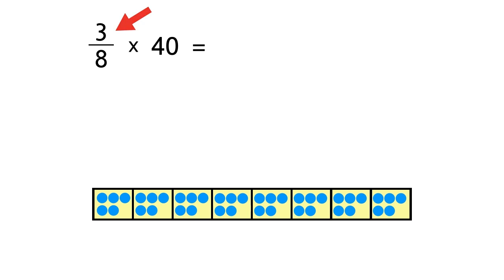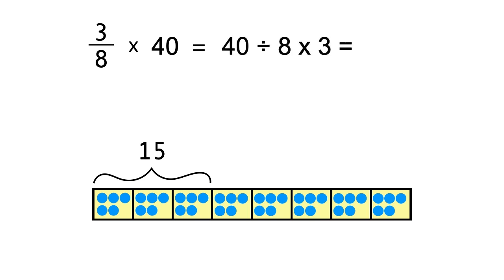Now that all sounds good, but what happens if we change the numerator? We've been doing lots of ones where it's been 1/3, 1/2, 1/8. What about 3/8? Well, the same thing applies. We've found out that 1/8 is 5. So now we have to just find out what 3 of them are. So if we do 5 times 3, we can see that 3/8 of 40 is 15. And what we essentially did there is we had the 40, we divided it by 8 to find 1/8, then we times it by 3 to find the 3/8.